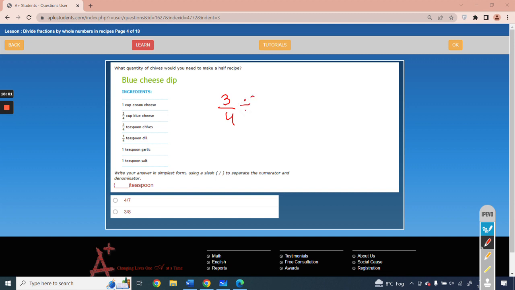2. Got it? So just replace the division sign with multiplication and reciprocal the fraction. So it would be 3 times 1 is 3 and 4 times 2 is 8. So it would be 3/8 of the original recipe. Got it? The correct option is 3/8. Just select the correct option and click on the OK button.